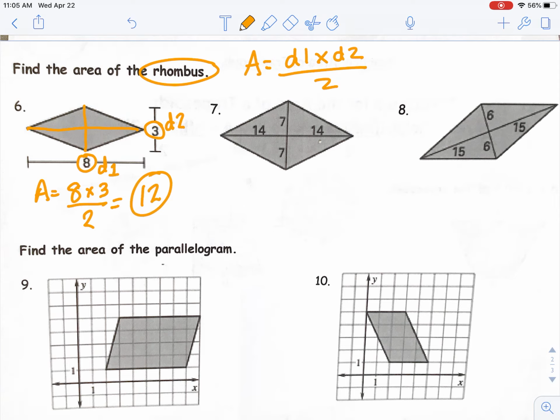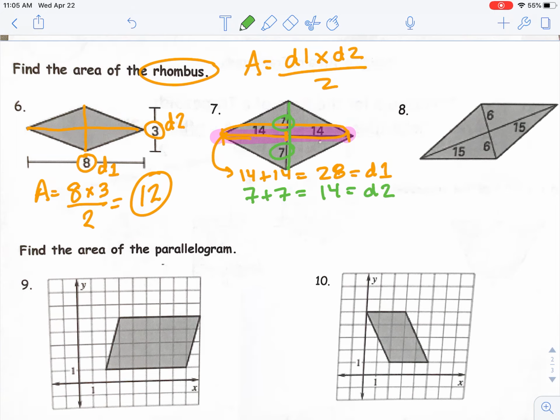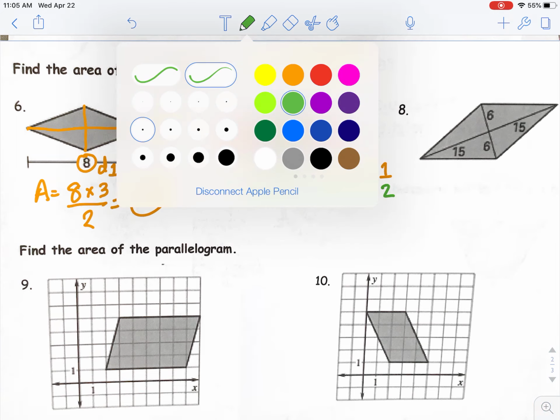Now for number 7 and 8, it looks a little differently. In this case, remember, the diagonal goes all the way across. But that distance of 14 is only halfway, and then there's another 14. So to get this distance all the way across, I have to do 14 plus 14, and that gives me a distance of 28. That's my diagonal 1. And then I'm going to have to do the same thing for the up and down. I've got to go 7 plus 7. That's going to give me 14. That's my diagonal 2.